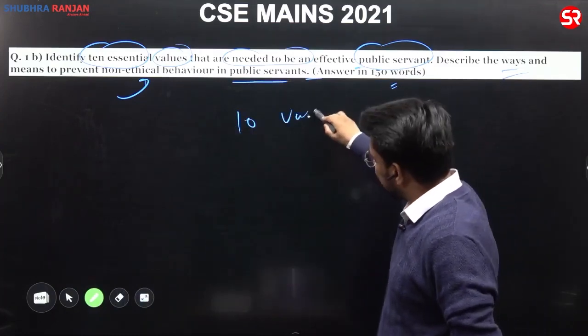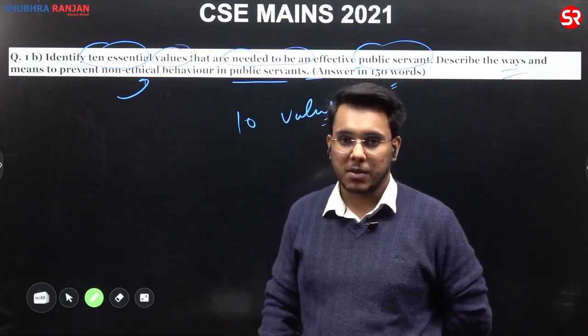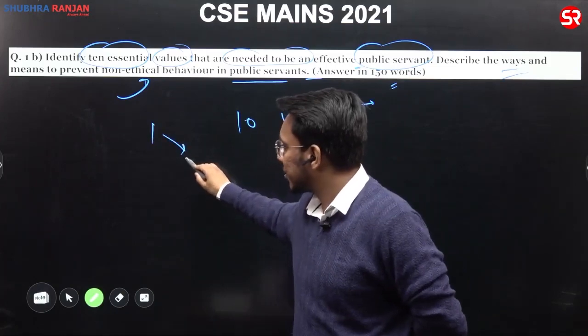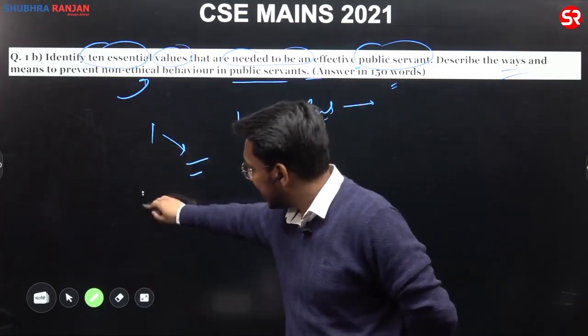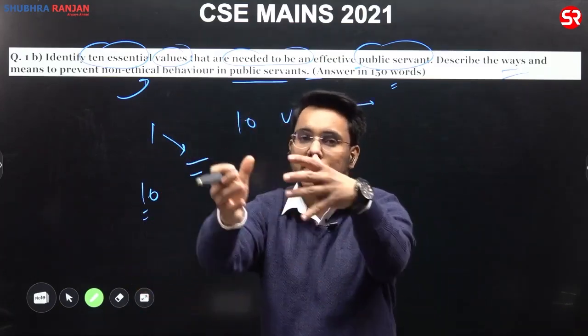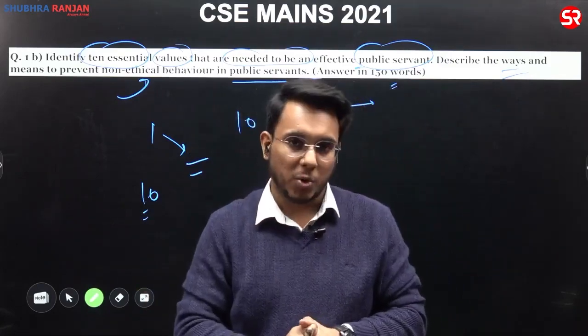So here it cannot be that you will just write these 10 values. Fine. You need to write value number 1, and then write 1 or 1.5 lines on this particular value. Clear? So when you are writing the 10 values, you will exhaust around 15, 16, 17 lines here. That is the bare minimum that will go.